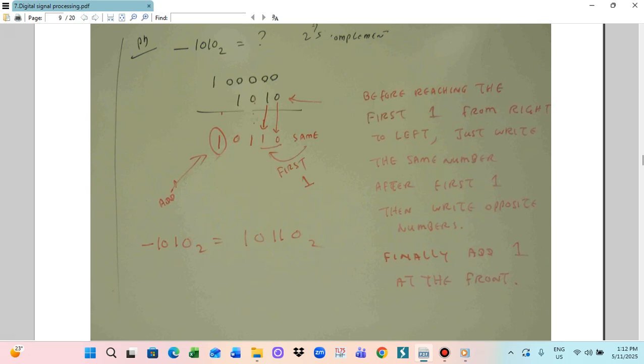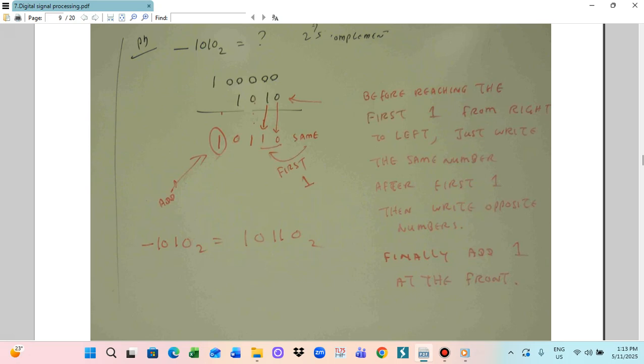And this program starts from right to left. We haven't seen any 1 yet, only see the 0, just write the 0. And finally, the first 1 you also write the same. After that, this 0 is changed to 1, and 1 changed to 0. And finally you add the 1 at the front. So this is 1 0 1 1 0.